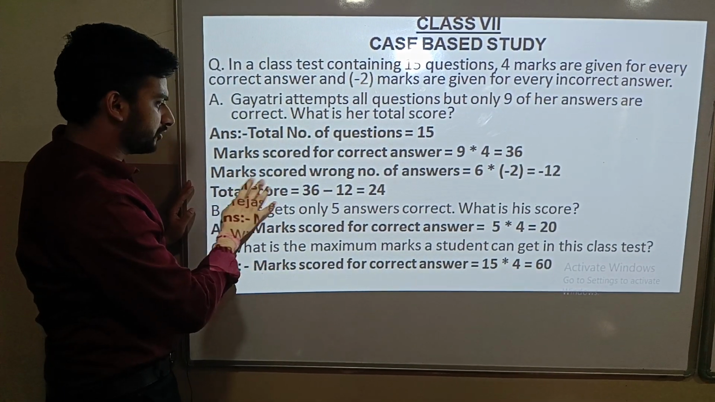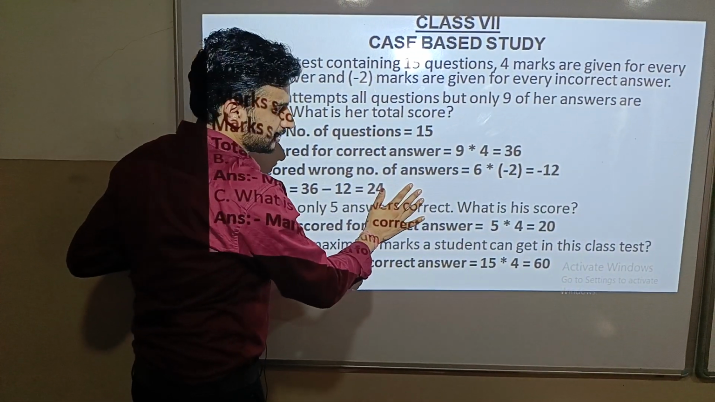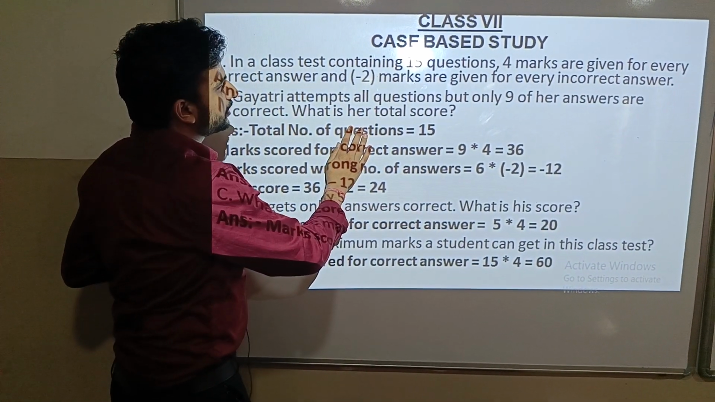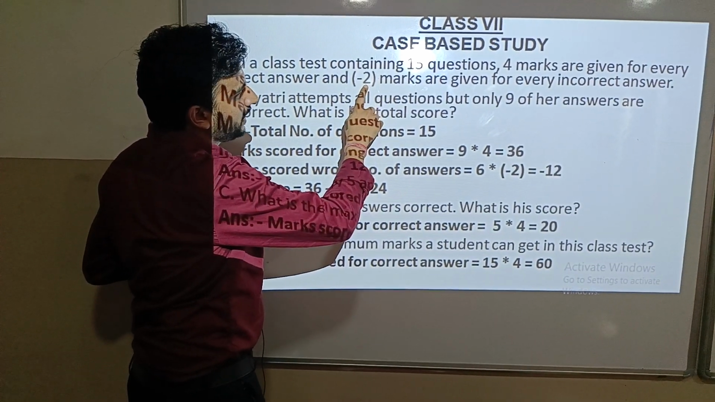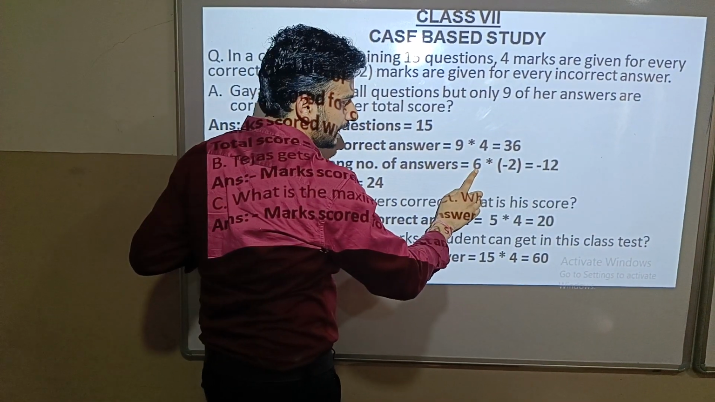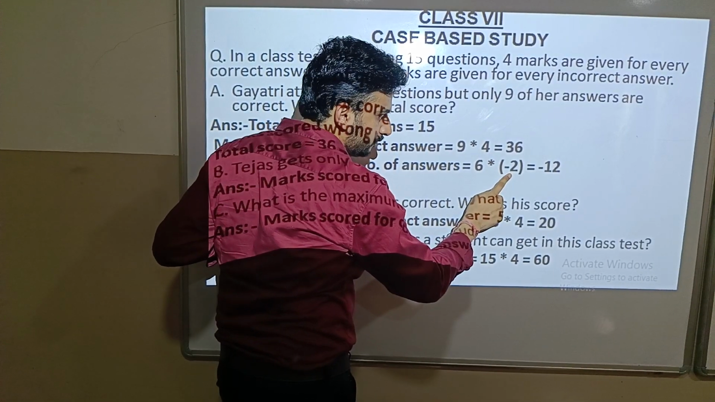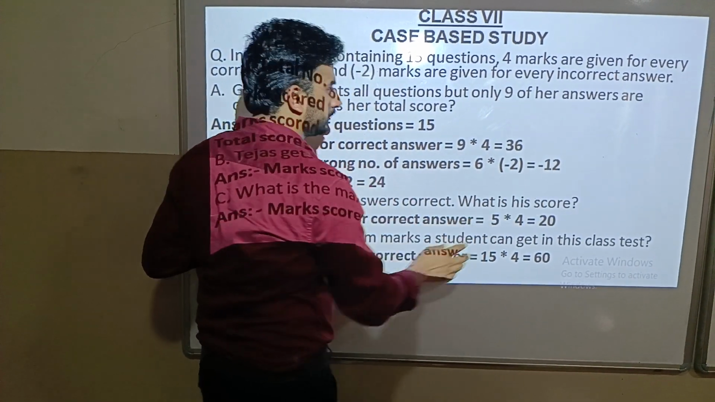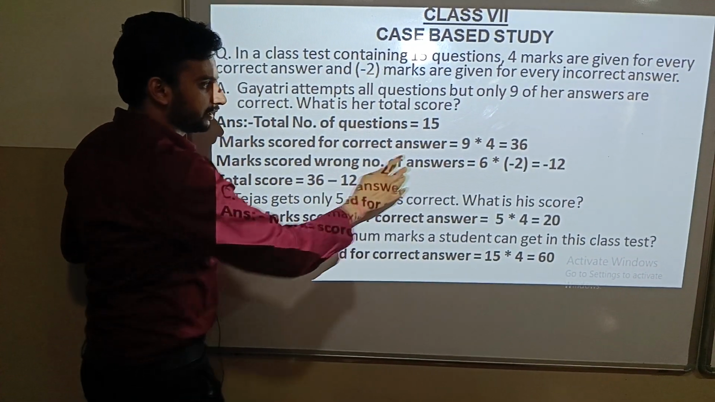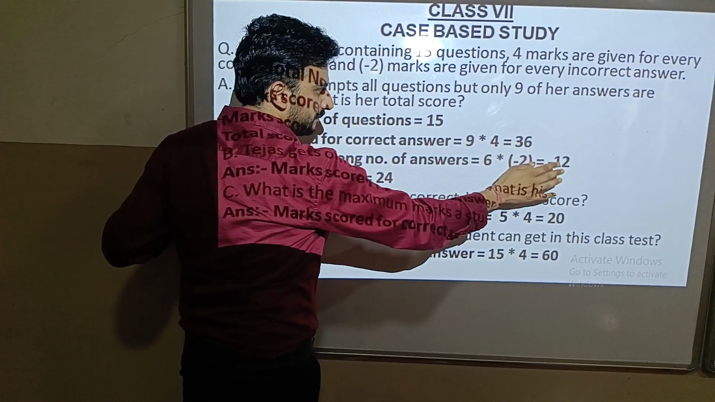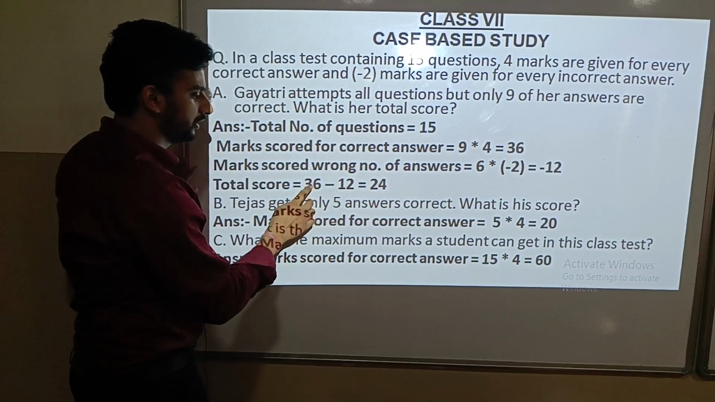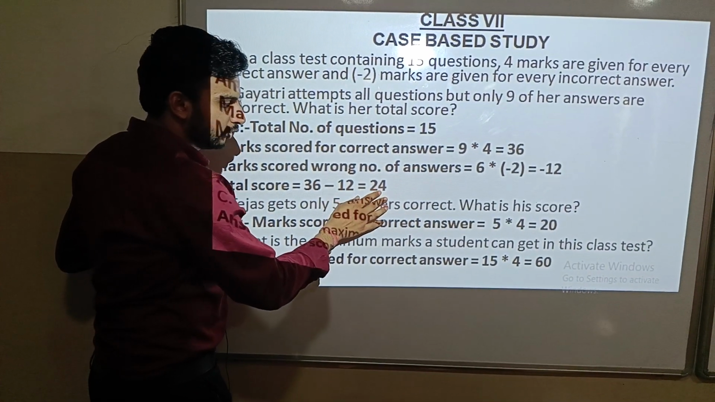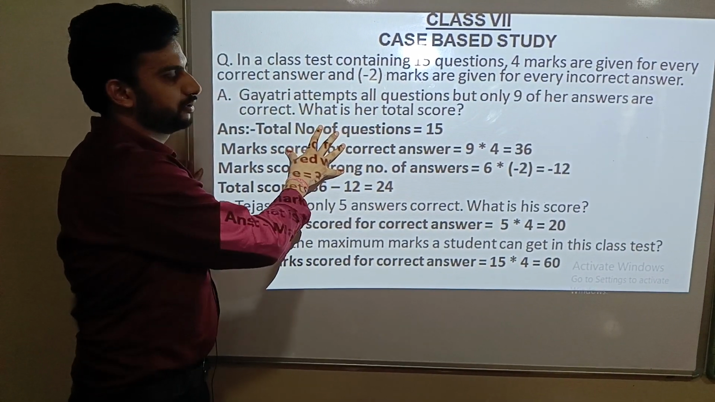Now let's see marks scored for the wrong answers. For wrong answers, we will be awarded minus 2 marks. So 6 questions will be multiplied by minus 2. We will get minus 12. So the total score will be 36 for the correct answers and minus 12 for the incorrect answers. 36 minus 12 will be the 24 marks she will get.